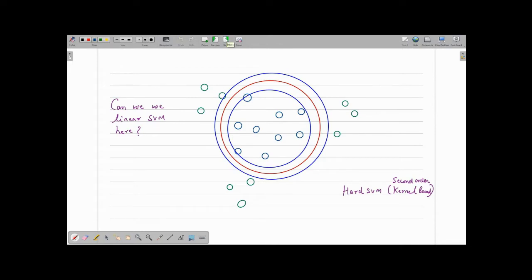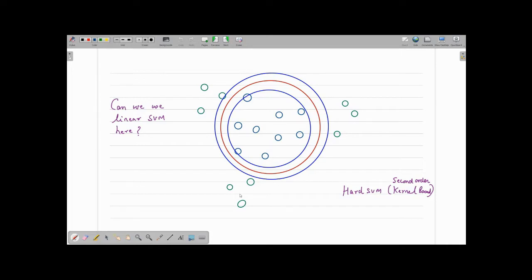The important point is, if you have a data set which looks like this, with blue points inside and green points outside, can you classify it through linear SVM? Because you need a straight line to separate this, but it's not possible here, because something non-linear is required. The important thing is that here it is non-linear as well as separable.